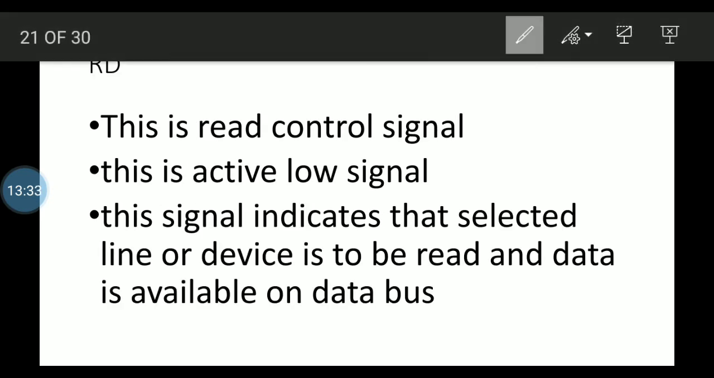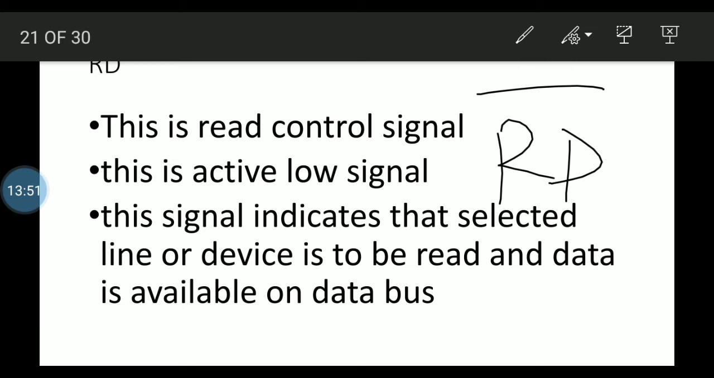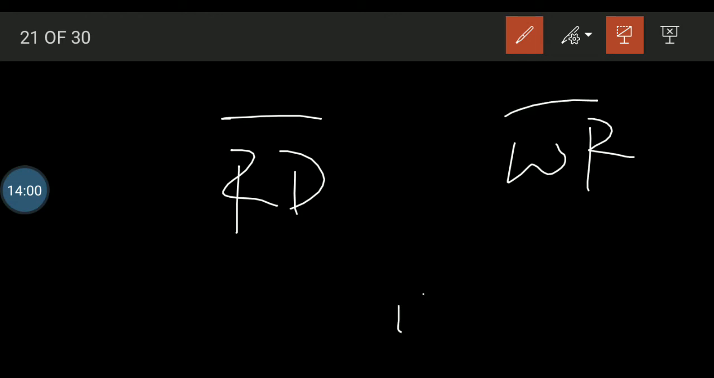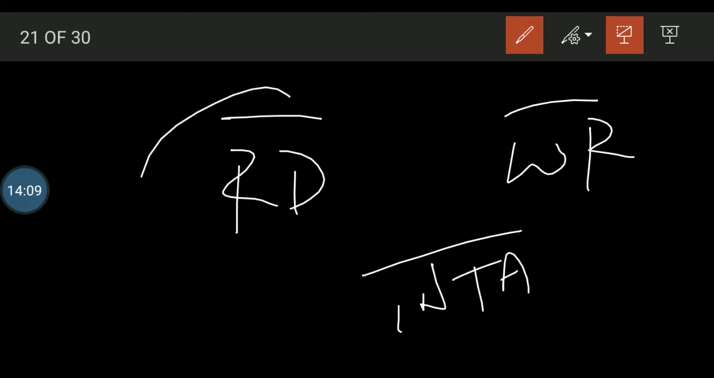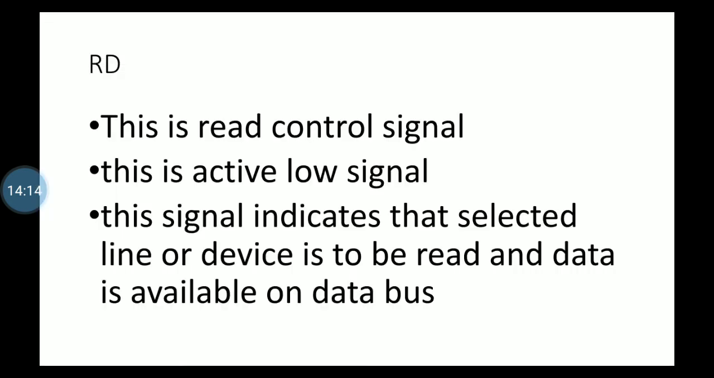Now next, read. That is the RD signal. Read has one bar, that is RD. Remember students, whenever we get this bar-like symbol, it means we have an active low signal. Suppose I am writing RD, WR, INTA. All these signals have one bar, so this means they are active low signals. One point becomes very easy, it is common to all: they are active low signals.